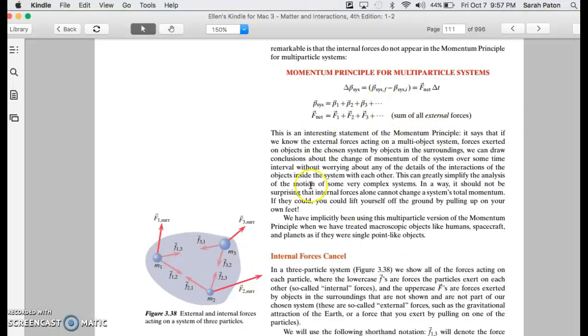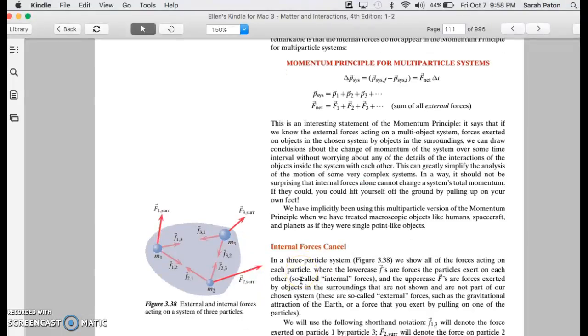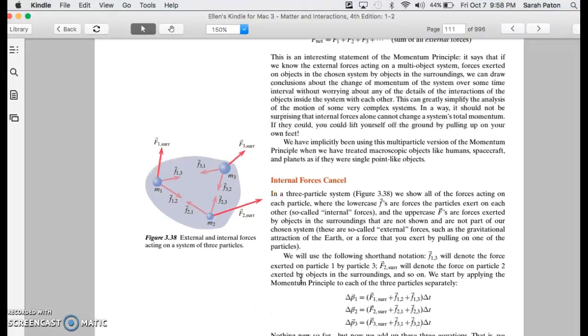Anyway, this is why it's interesting. Essentially, if we take this to be true, it means that we don't need to understand the internal forces inside a system to understand the total motion of the system. If all we know are the external forces acting on a system, we can understand the system's total change in momentum, and we can understand the system's total change in motion. Very interesting. But on to why do internal forces cancel?